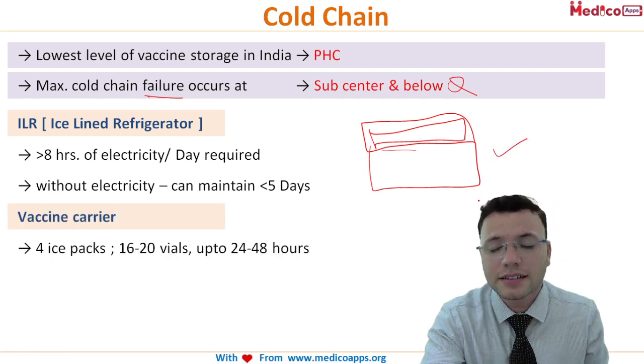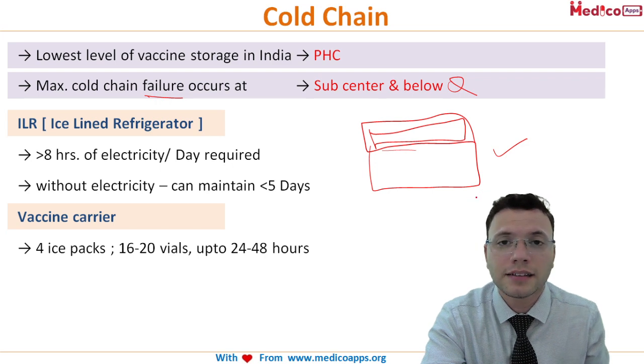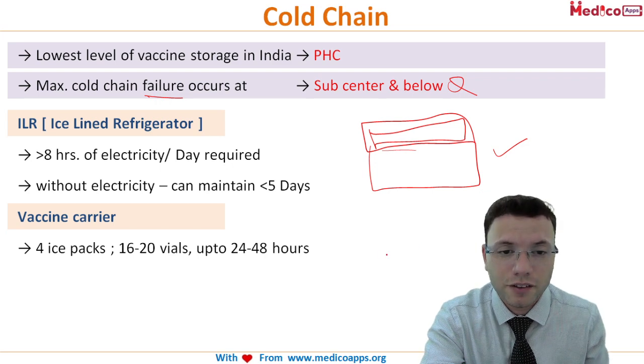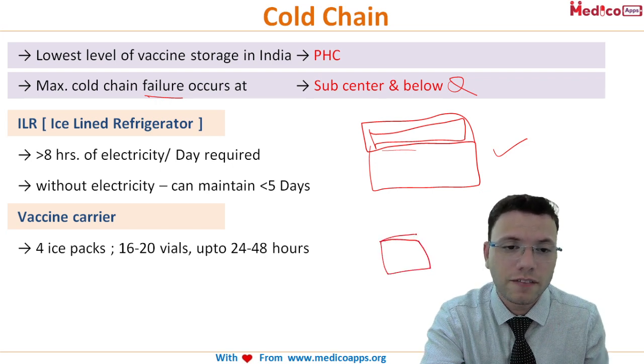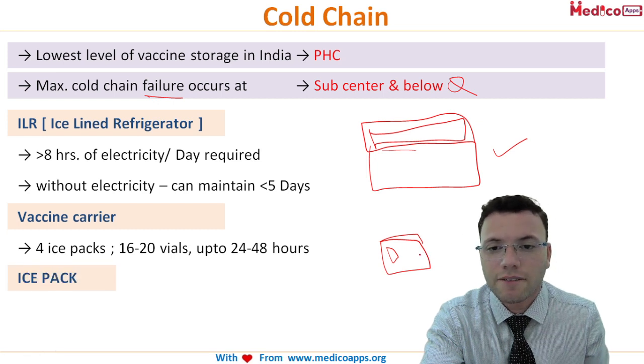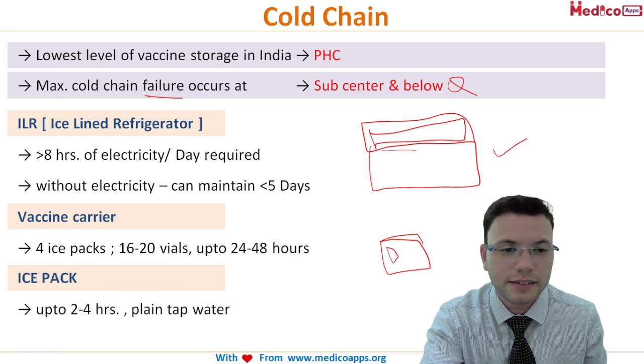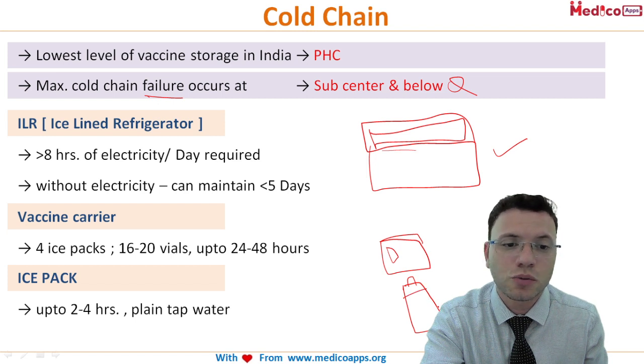The vaccine carriers, up to 4 ice packs, remember, can come in it. It's like a small blue box and it has 4 ice packs in it. An ice pack is just simple, like a small flat water bottle. We fill it to 3/4 and freeze it to make an ice pack.